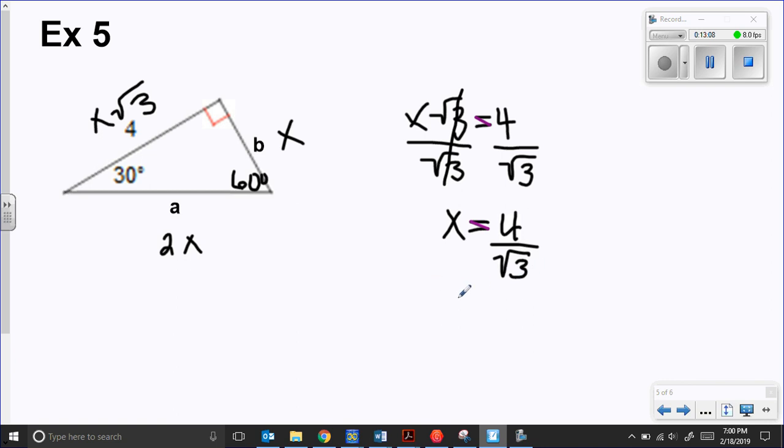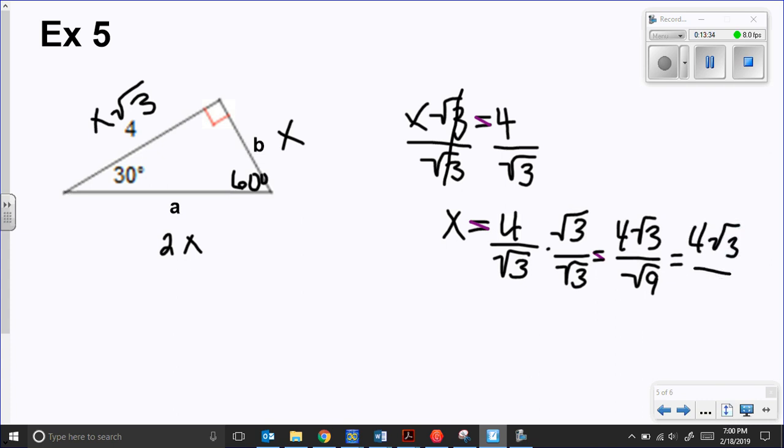Now, what don't we like about that? We don't like that there's a radical in the denominator, so we need to rationalize it. So we got to multiply the numerator and the denominator by the square root of 3. And so we have 4 root 3 over the root of 9, which is 4 times the root 3 over 3. And being that I can't simplify that anymore, I know this is what X is equal to, which is 4 root 3 divided by 3.